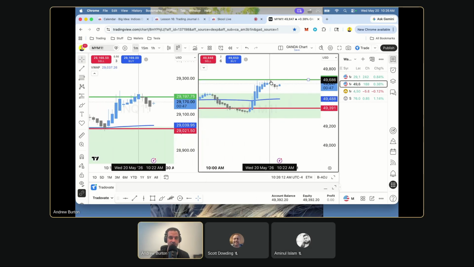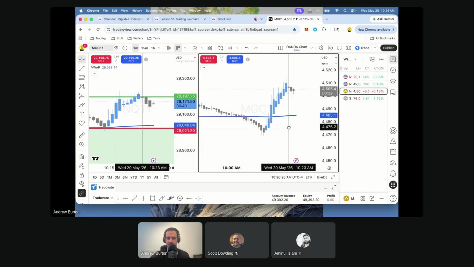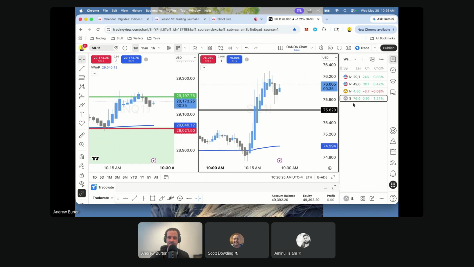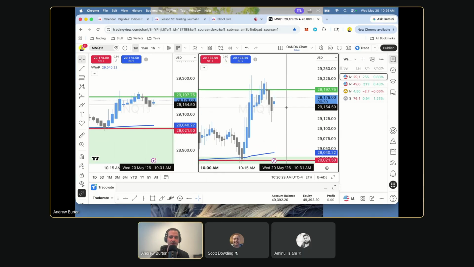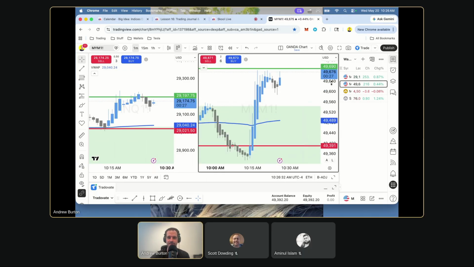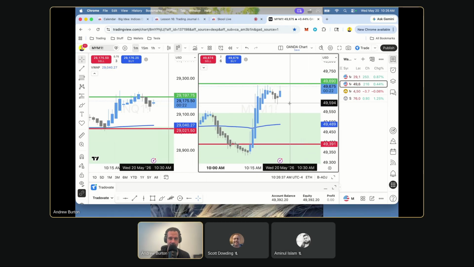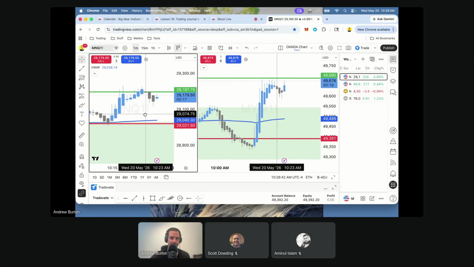Okay, so you see here, now it's just ranging even in this little area. They're both doing the same thing. Gold. Yeah, look at all these guys. Everything looks the same: silver, gold, US 30, NASDAQ. They're all doing the same thing. So this one here, now we're back up. No trade day. That's what it's saying.